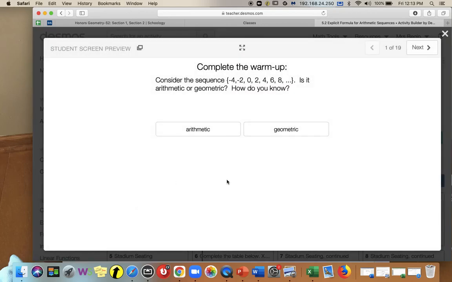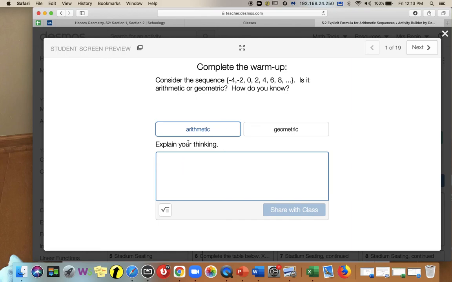Consider the sequence -4, -2, 0, 2, 4, 6, 8. Is this arithmetic or geometric, and how do you know? So in class, I'll give you time, and you'll select arithmetic or geometric, and then you'll explain how you know. So once you choose one, I'll ask you to explain your thinking.